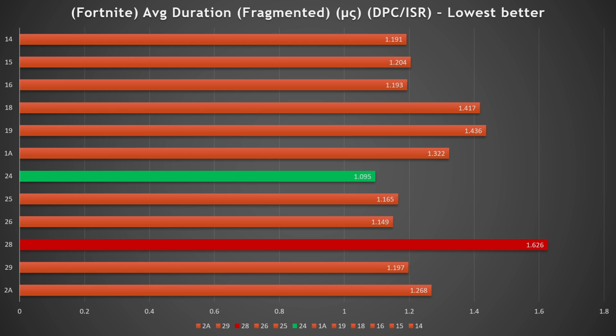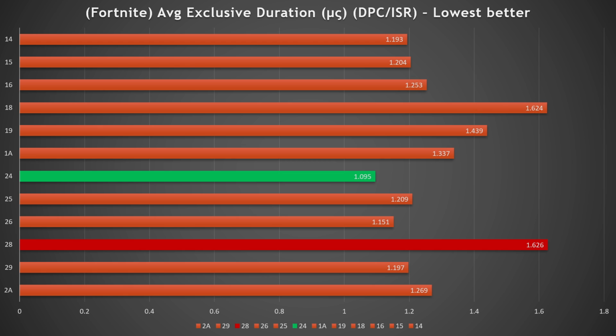Let's start with average duration fragments. I tested everything in Fortnite only. As you see, the best value is 24 and the worst is 26. All values are in hexadecimal format, and for that reason I haven't mentioned it, but all values are in hexadecimal format. The average exclusive duration has as a winner the 24 value and the worst value was 28.